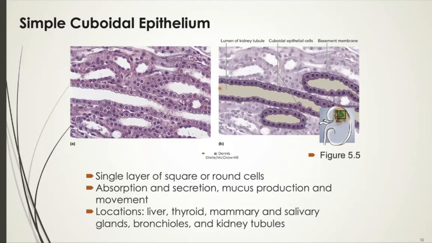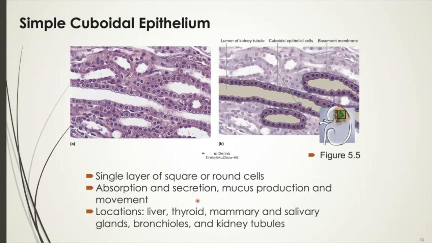So what we're looking at here is the lumen of the kidney tubule. And here are the cuboidal epithelial cells, all together making tissue. So let's look on the inner portion of it. That is the basement membrane. That basement membrane is going to anchor every single one of those cells because it's a simple layer.